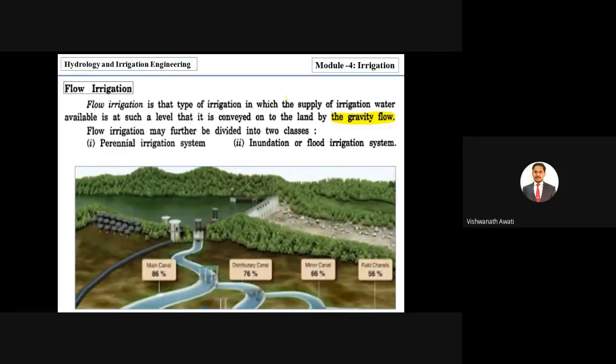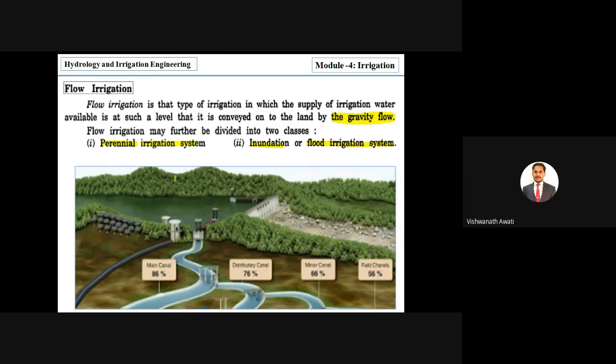Flow irrigation is that type of irrigation in which the supply of irrigation water available is at such a level that it is conveyed onto the land by gravity flow, and without any source of external energy. Next, it is divided into perennial irrigation system and inundation irrigation system, or inundation irrigation is also called flood irrigation system. By the name only you can understand: perennial irrigation system, and inundation means water is made to stand, like a flood irrigation.